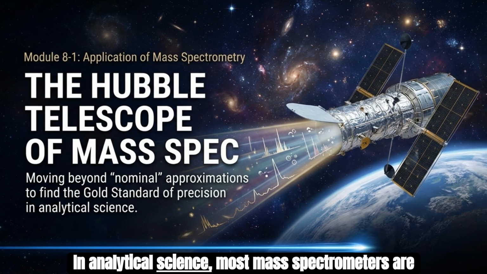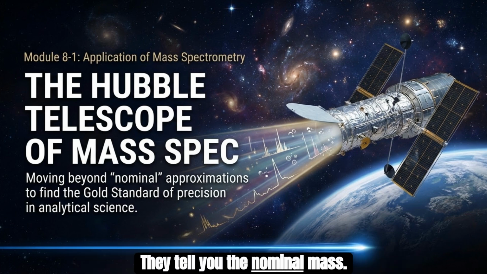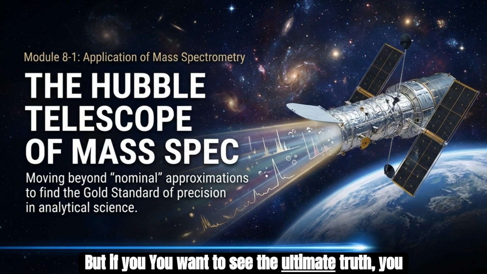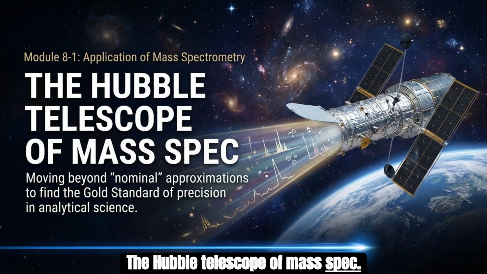In analytical science, most mass spectrometers are like those binoculars. They tell you the nominal mass. But if you want to see the ultimate truth, you need the FT-ICR. Welcome to Module 8-1, the Hubble Telescope of Mass Spec.